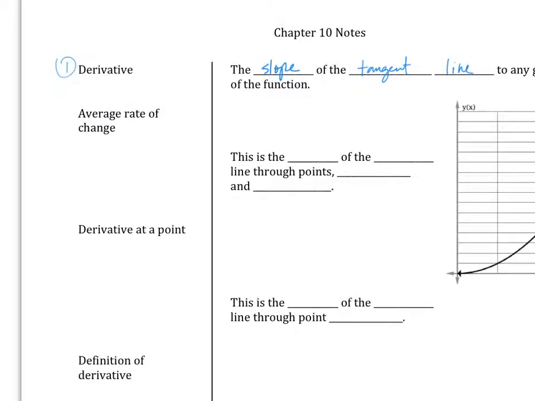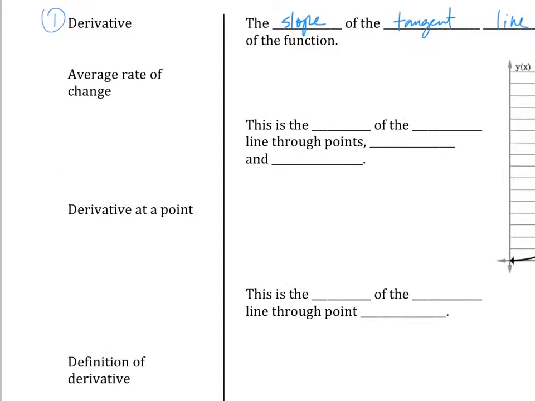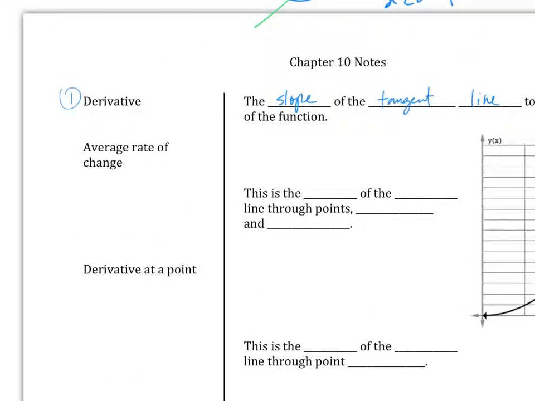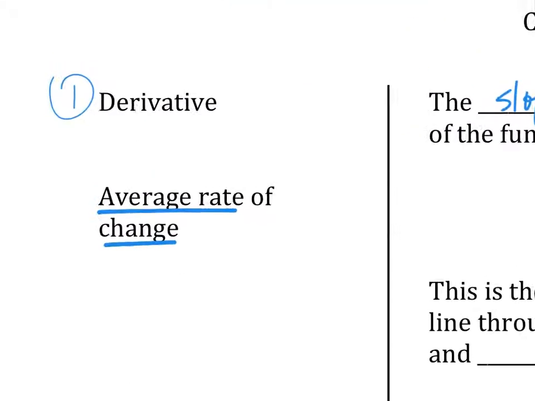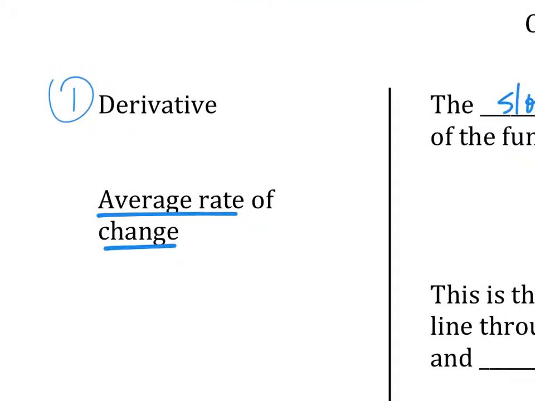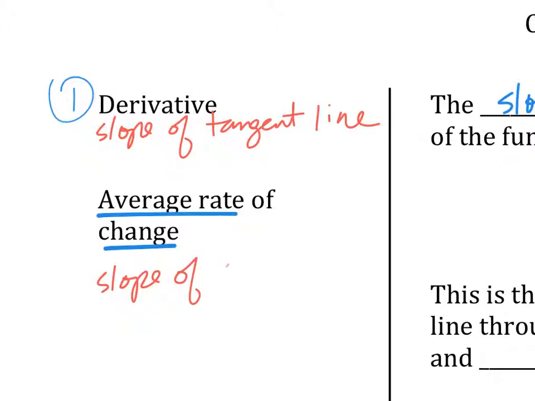So derivative is the slope of a tangent line. And then the average rate of change, which is this one, that is the secant line. So let me write this down. Okay, derivative is slope of tangent line, and then average rate of change is slope of secant line.